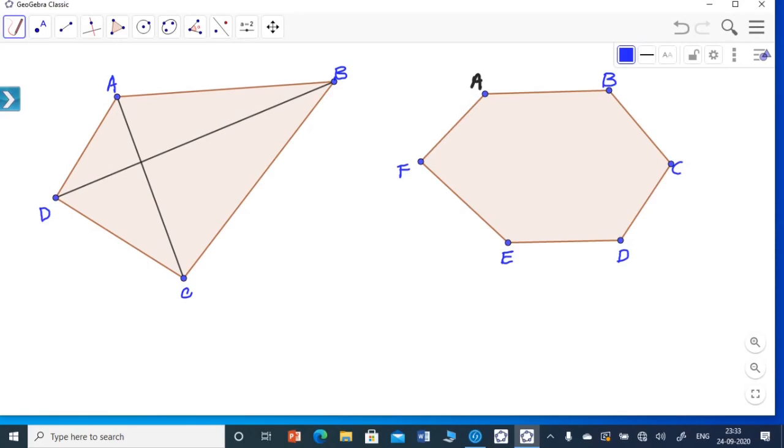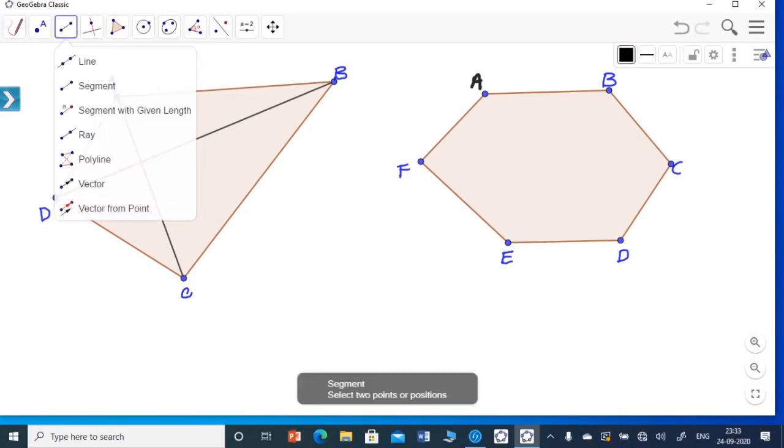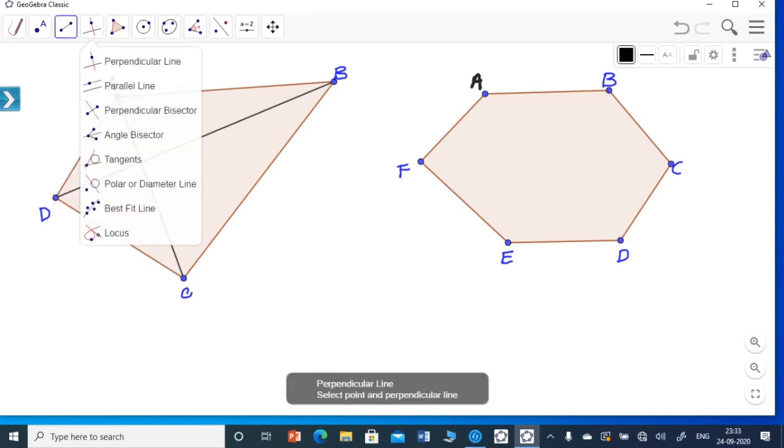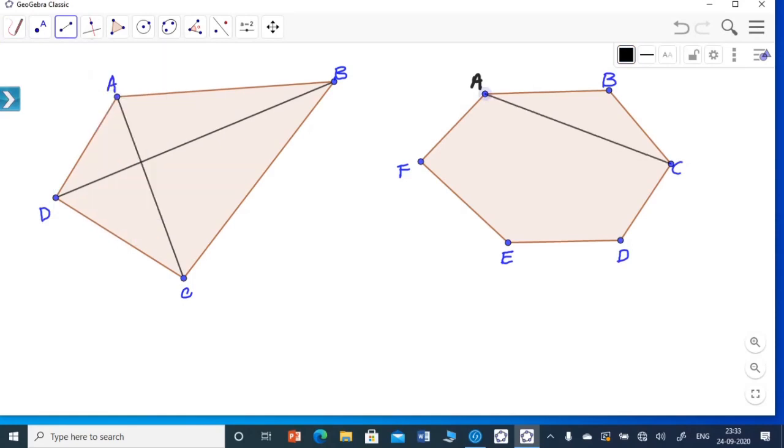Now draw its diagonals. Now for vertex A, F and B are the consecutive vertices. So for A, E, D and C are non-consecutive vertices. Now if I draw a line from A to C, then AD, then AE, these are the diagonals.